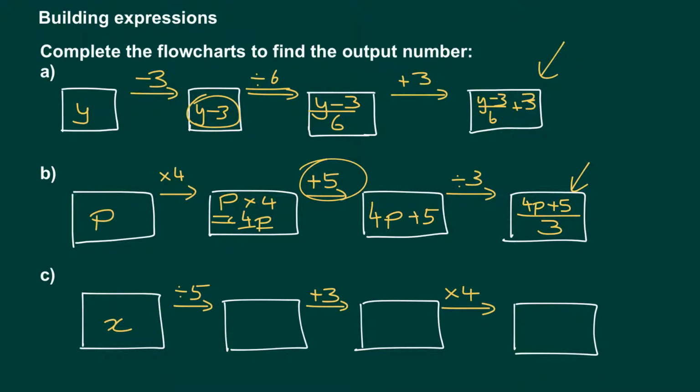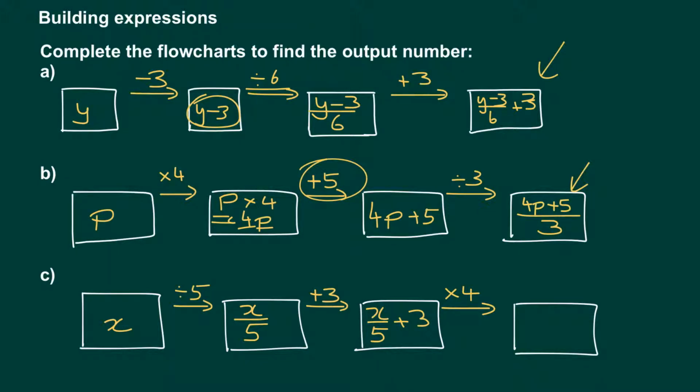Alrighty, so let's start with x, then we go divided by 5. So x divided by 5 is simply written as x over 5. Pretty straightforward. Next part is adding a 3 to it. So x over 5 is where we are. And then we simply add a 3 to it. So x over 5 plus 3.